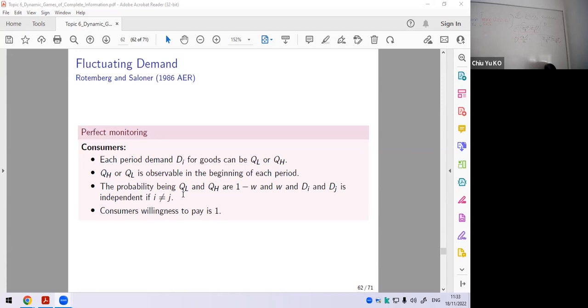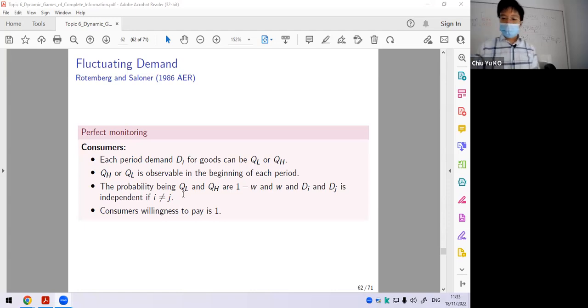But now consider the demand, which is inelastic, but it's either high or low. You can imagine this is what we call the macro model. This is a boom, this is a recession, a boom or a bust. And the probabilities of boom or bust are 1 minus W and W.